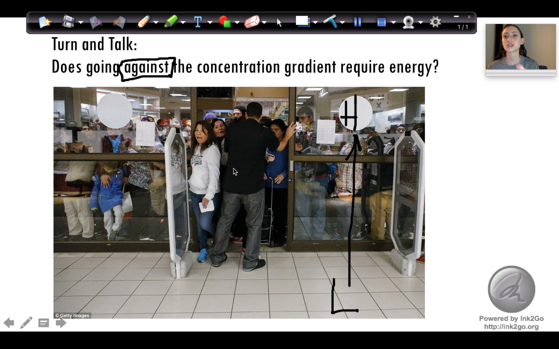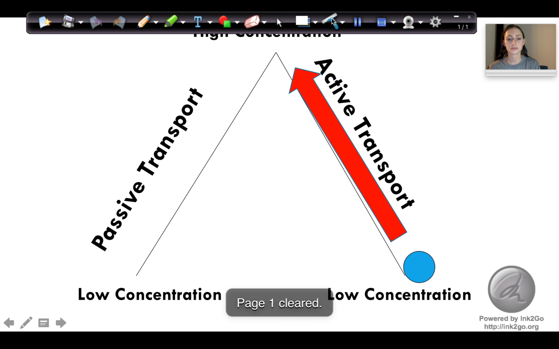For this guy to push against everyone, is it going to take energy? Of course. We know energy is also ATP to our cells. So if I had to take it a step further, what kind of transport do you think this is an analogy of? Passive or active transport? Yes, it's active because I'm going low to high and I'm using energy.